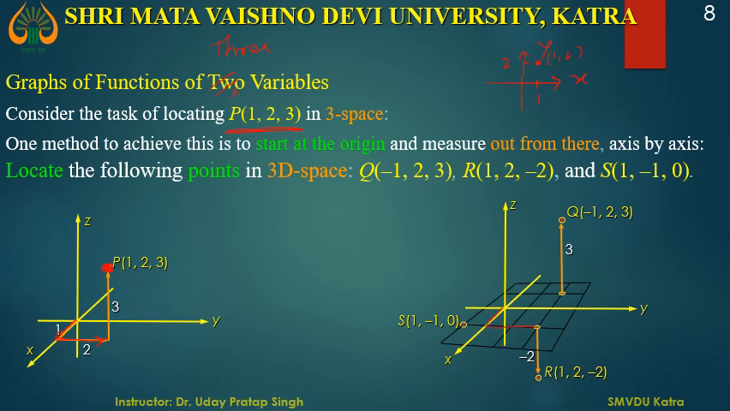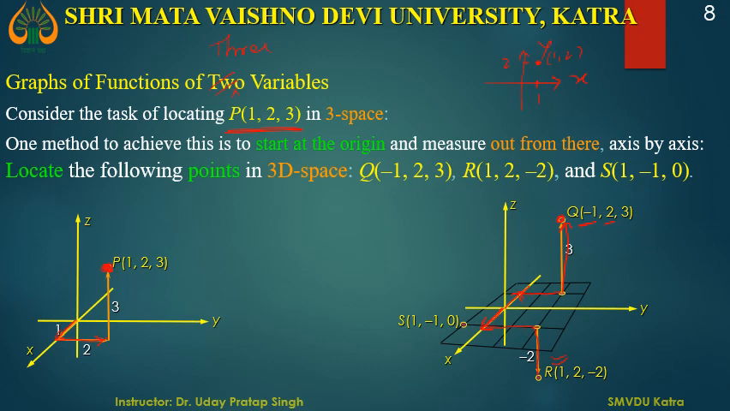In z direction, go to minus 2, right? Then this point is 1, 2 and minus 2. What is minus 1, 2 and 3? See, this is the positive x-axis direction, and this is the direction of the negative x-axis. Negative x-axis side, minus 1. In y direction 2 and in z direction 3. Then this point represents minus 1, 2 and 3, right?